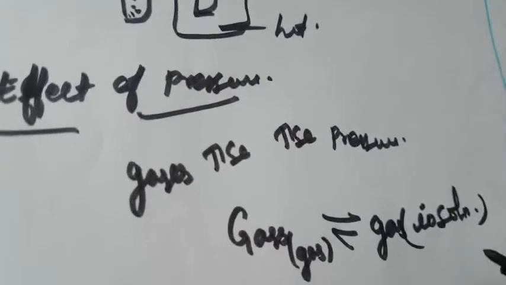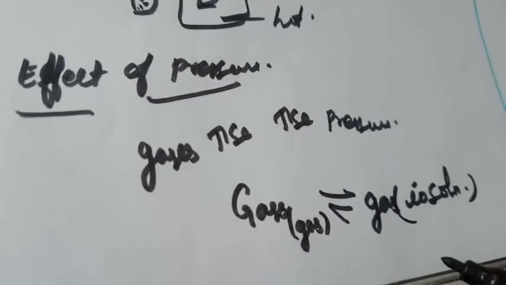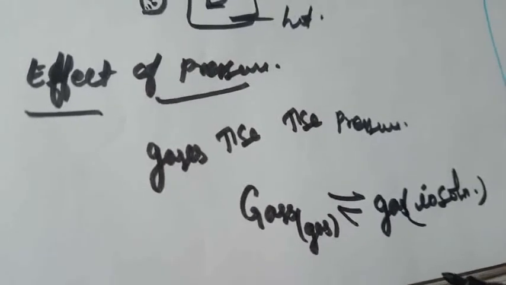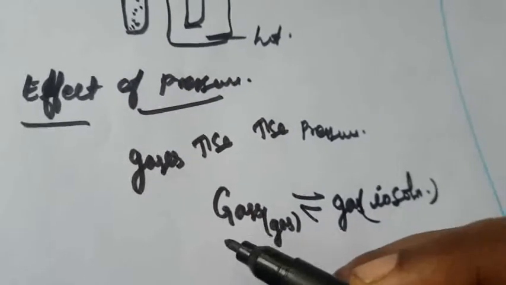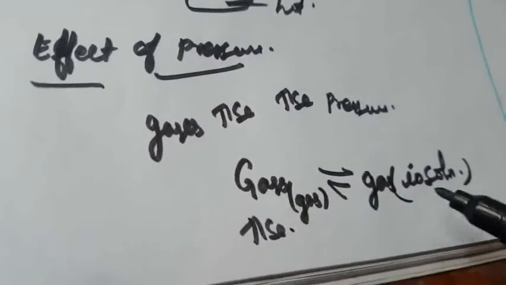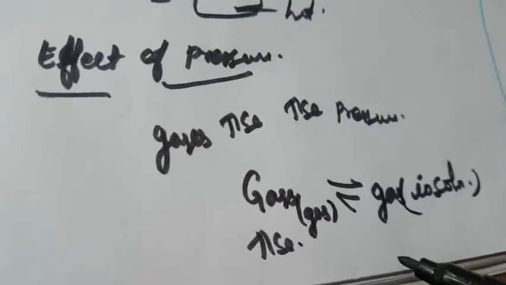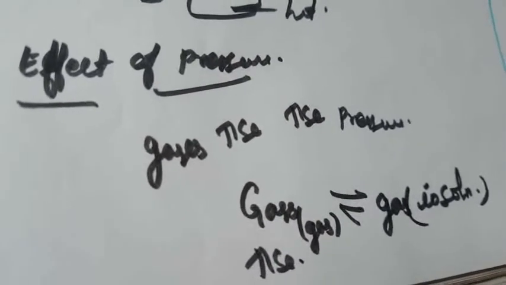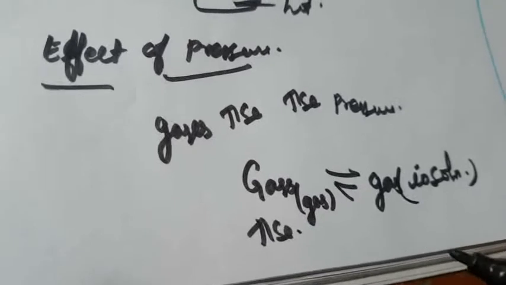According to the Le Chatelier principle, an increase in pressure will shift the equilibrium in the direction which reduces the pressure. So when the pressure increases, what happens? The pressure shifts the direction of this reaction to reduce the pressure. Therefore, more gaseous molecules dissolve in the solvent, and the solubility increases.